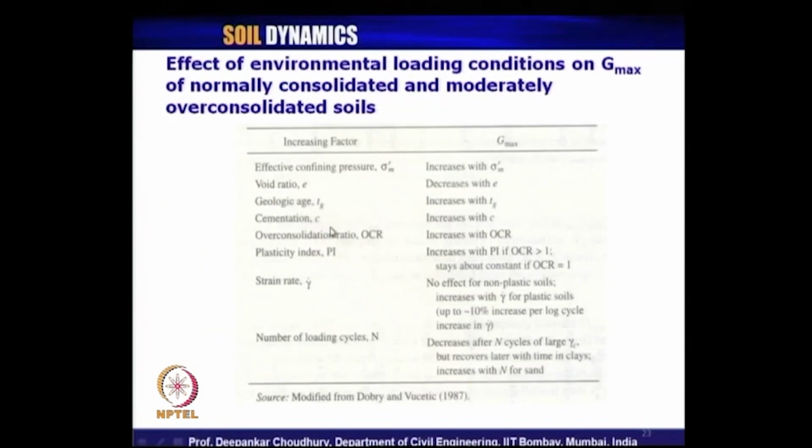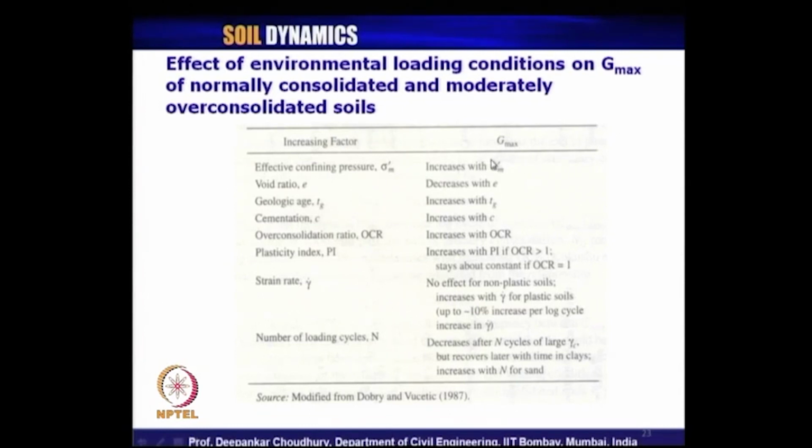Now, this is one important aspect. Let us see what are the effects of environmental loading conditions on this value of Gmax for both normally consolidated and moderately over consolidated soil. So, look at this table, what it says. If effective confining pressure, that is sigma m dash, is increasing, what will happen to Gmax? That also increases, which is quite understood.